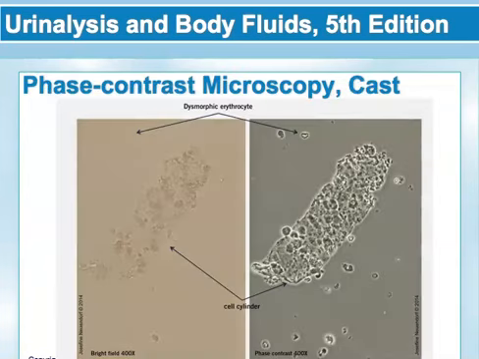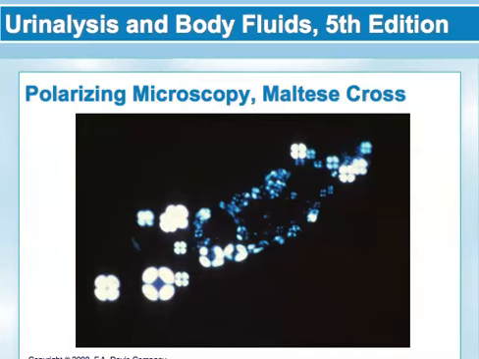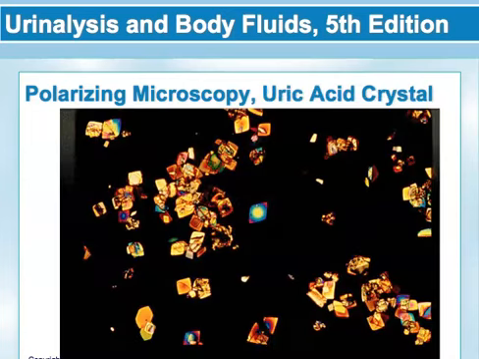Okay, so here's an example of phase contrast. You can see how much stronger that contrast is between the element and the background. Here's an example of polarizing microscopy that exhibits that Maltese cross. That's what that little formation there is called. And polarizing microscopy, an image of uric acid crystals.